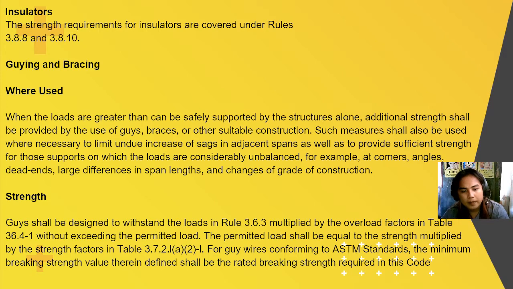So for the strength, guys shall be designed to withstand the loads in rule 3.6.3 multiplied by the overload factors in table 3.6.3.6.4-1 without exceeding the permitted load. The permitted load shall be equal to the strength multiplied by the strength factors. For guy wires conforming to ASTM standards, the minimum breaking strength value therein defined shall be the rated breaking strength likewise in this code.